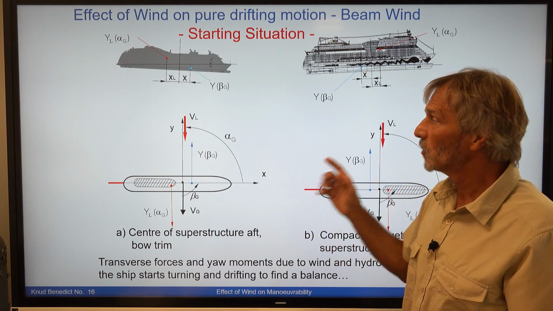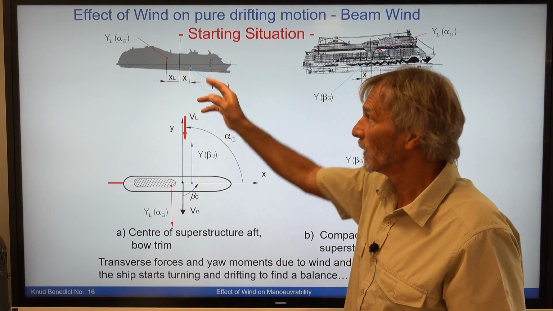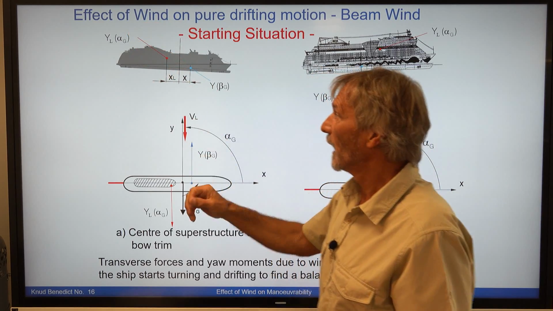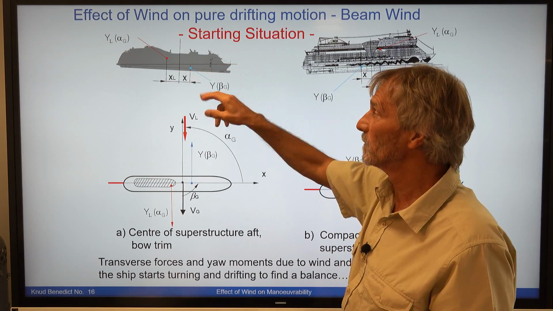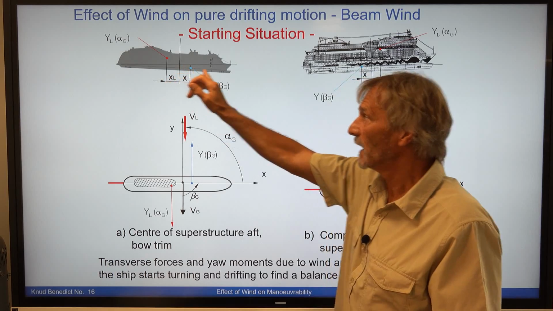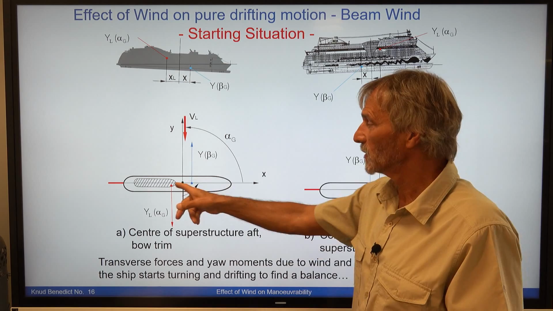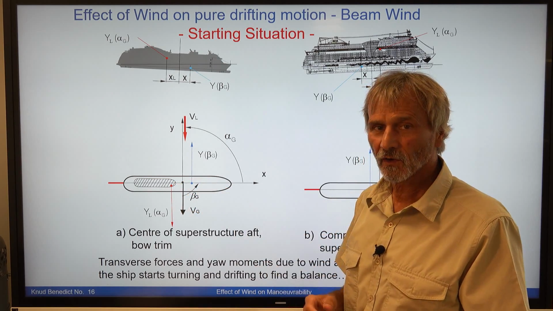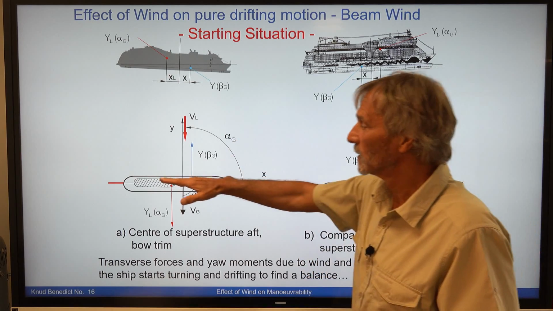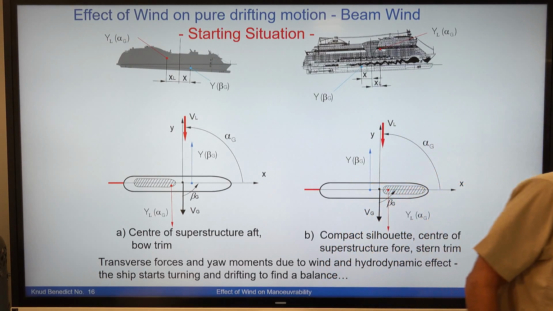But in contrast to this ship, we will later show another example where the center of the wind area is to the stern. If the ship is trimmed to the bow, then the hydrodynamic force works on the ship ahead of the midship position. So this time the lever, the turning moment, is in the opposite direction. And for this ship, the ship might go in this direction. So this is the next slide.